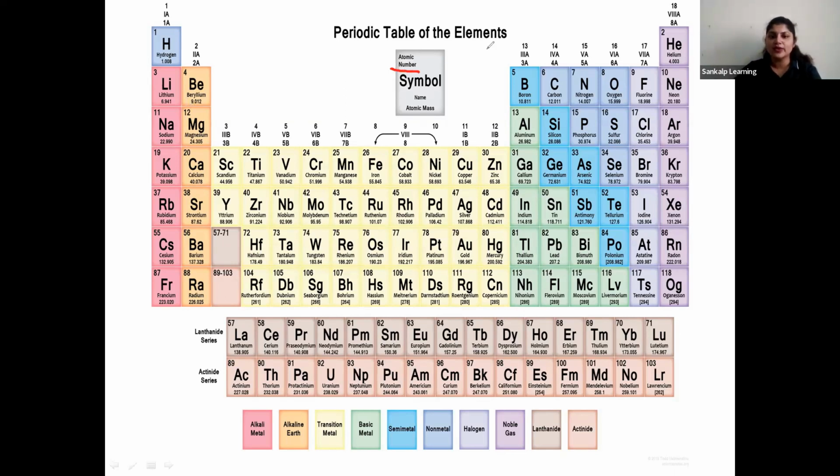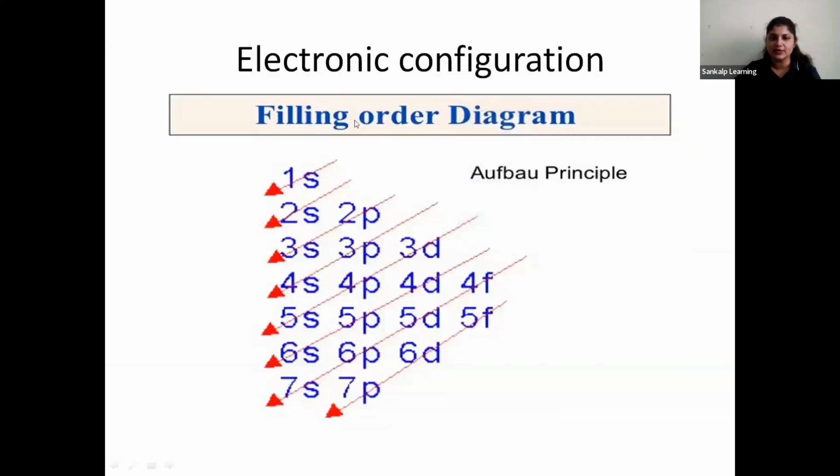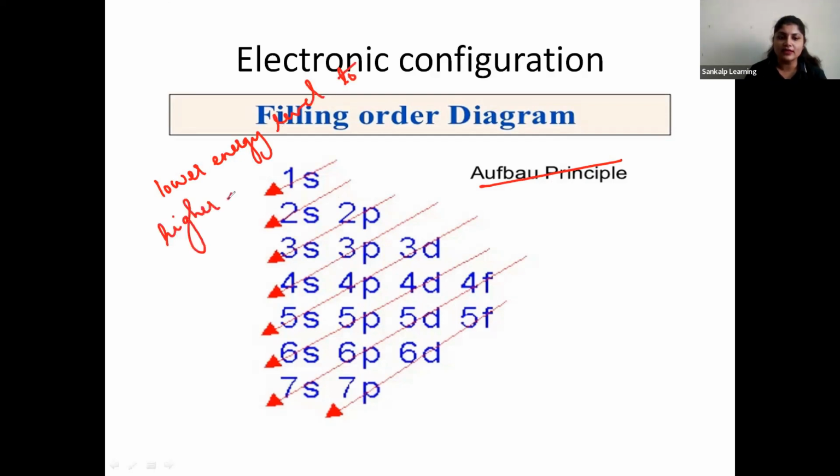So how to fill the electrons? There is a principle called the Aufbau principle. What does the Aufbau principle say? That the electrons are filled from lower energy level to higher energy level. So the filling of electrons takes place in this order.